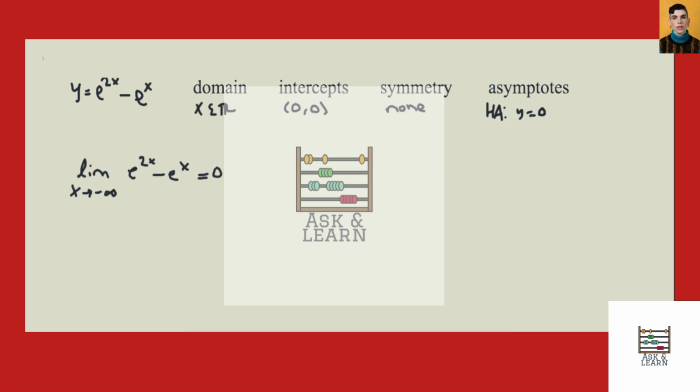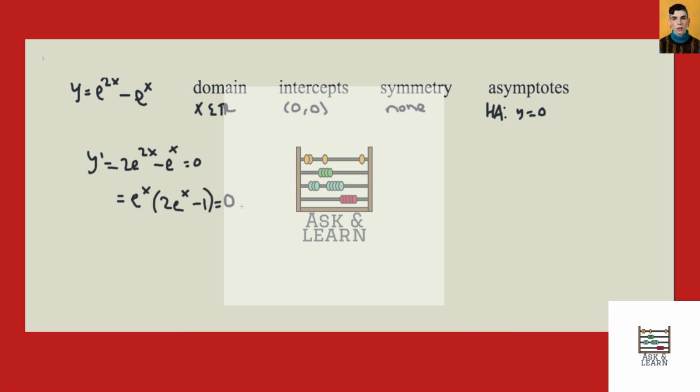And now we can look at the increasing and decreasing intervals by finding the first derivative. So y prime equals 2e to the 2x minus e to the x. All right, that is y prime. And if we set that equal to 0, we can find critical points. So let's factor this out. So that's equal to e to the x times 2e to the x minus 1 equals 0. So that's easier to see.